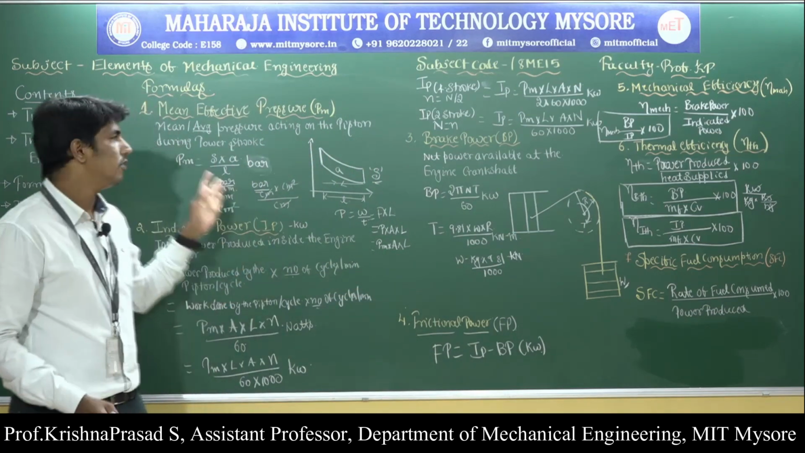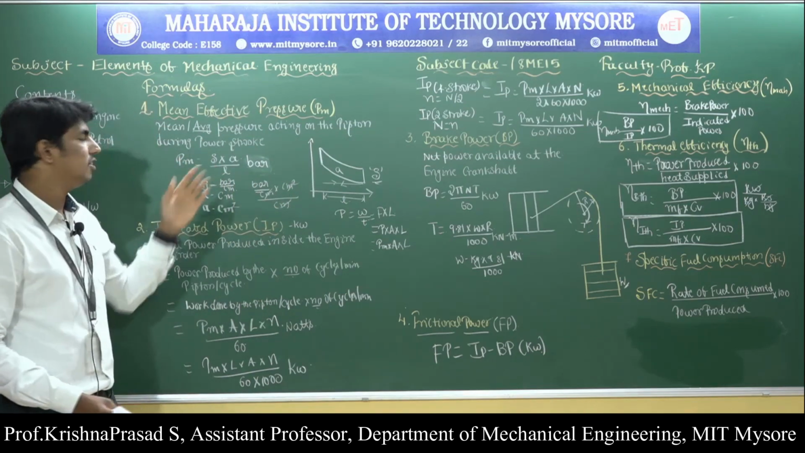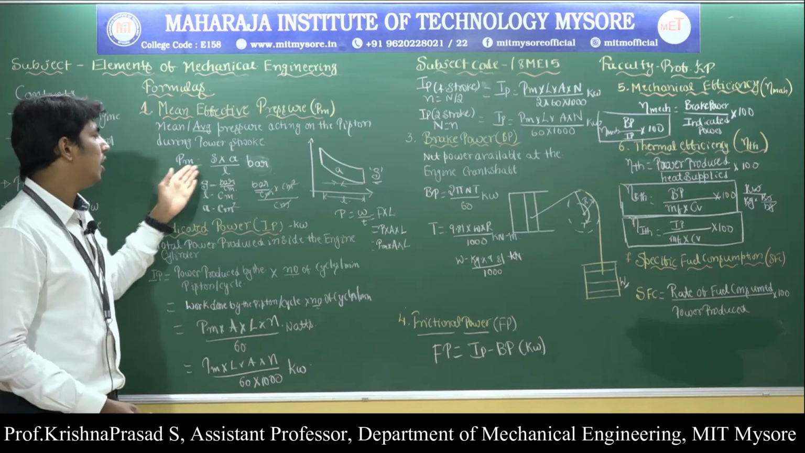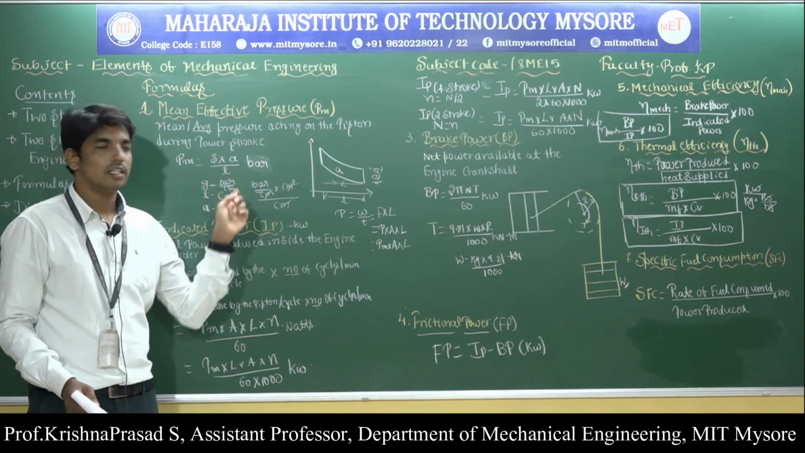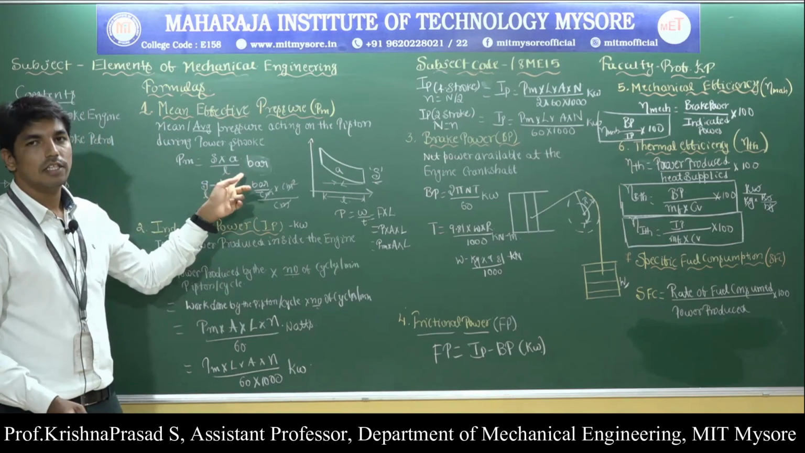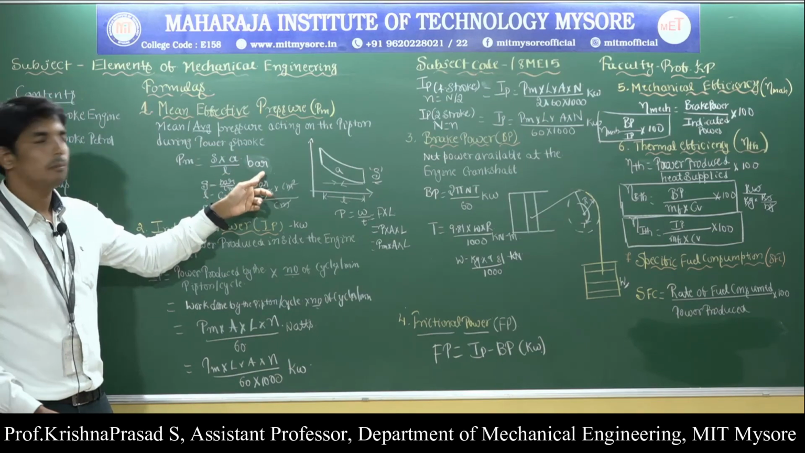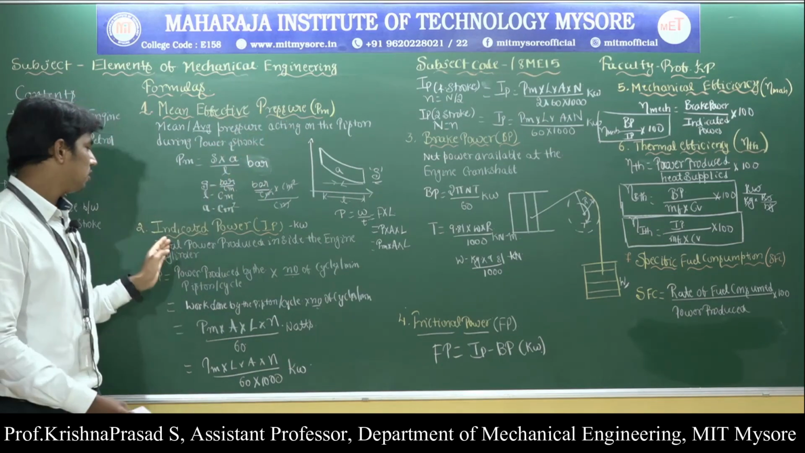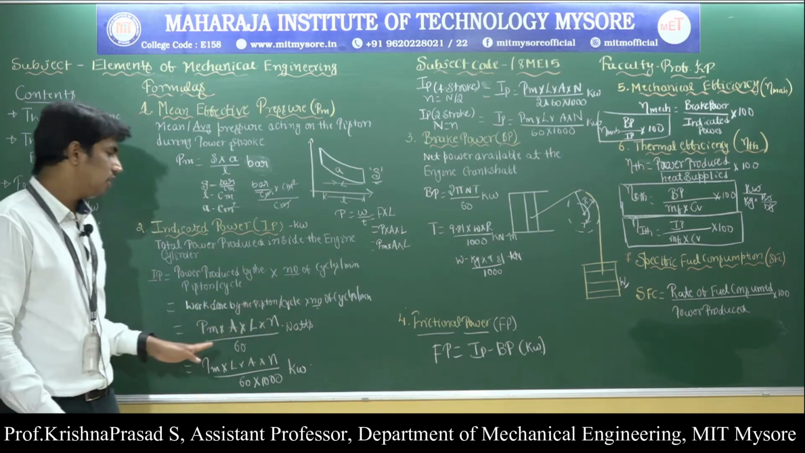What is meant by the mean effective pressure? Mean effective pressure is nothing but the mean or average pressure acting on the piston during the power stroke, and that is Pm is equal to S into A by L. S is called the spring value of the spring used in the indicator diagram, A is the area of the indicator diagram, L is the length of the indicator diagram, and it is expressed in bar and denoted by Pm.